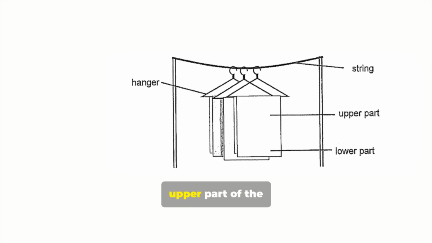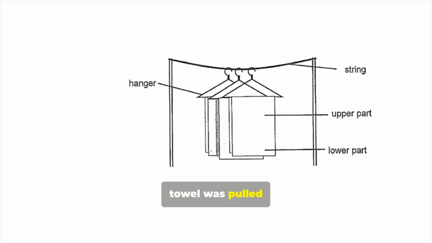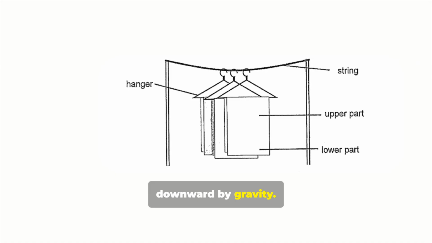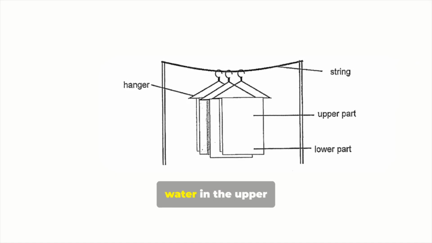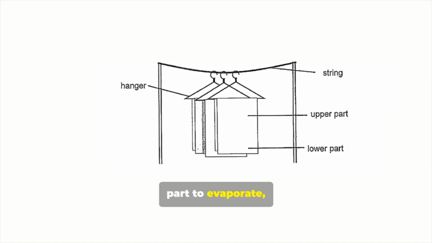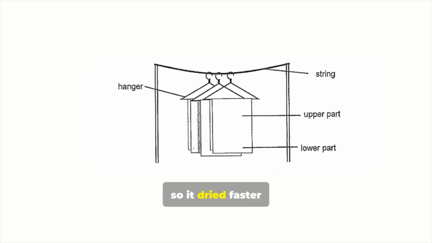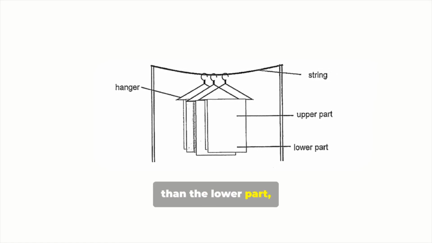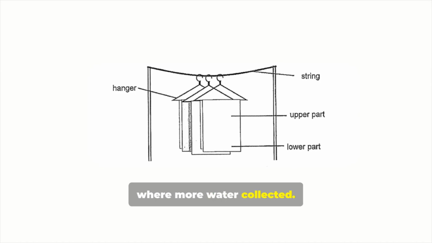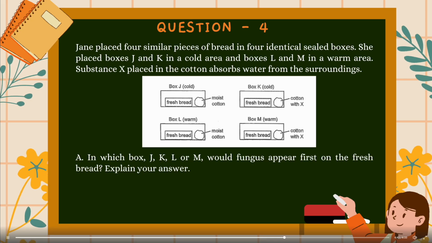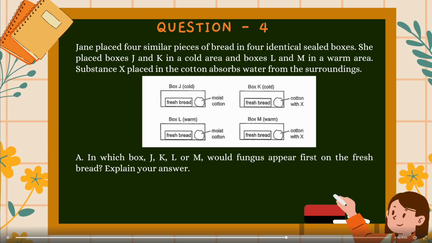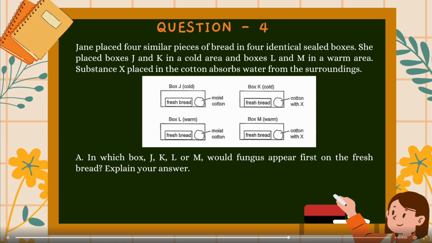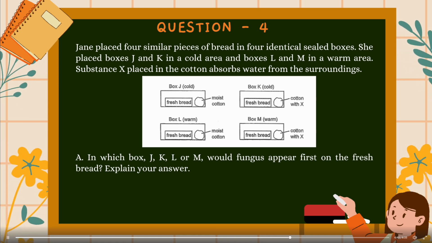C. Water from the upper part of the towel was pulled downward by gravity. This left less water in the upper part to evaporate, so it dried faster than the lower part, where more water collected. Question 4. Jane placed 4 similar pieces of bread in 4 identical sealed boxes.